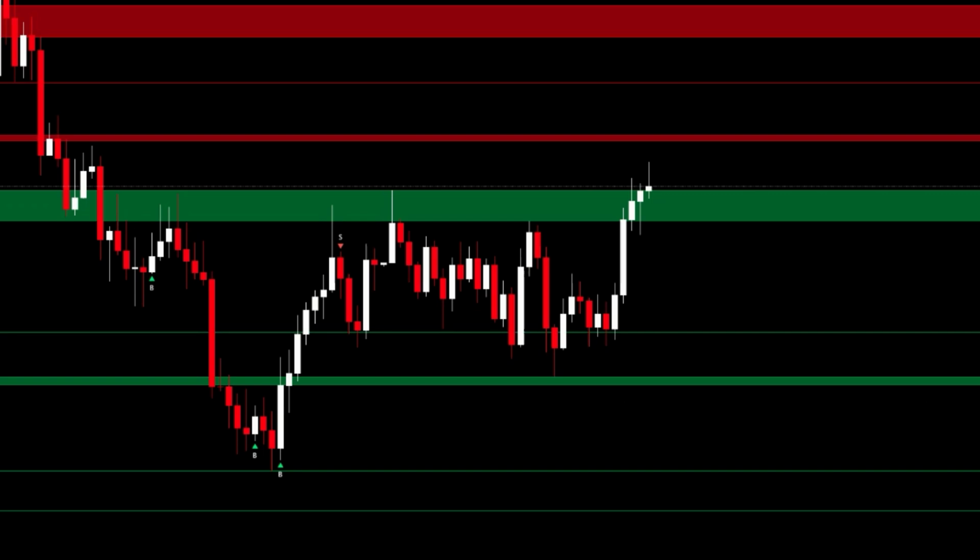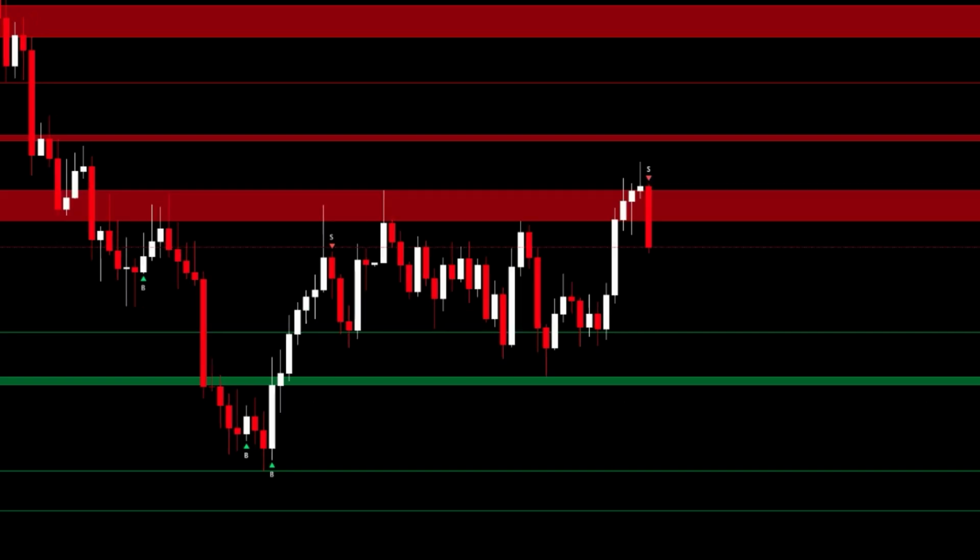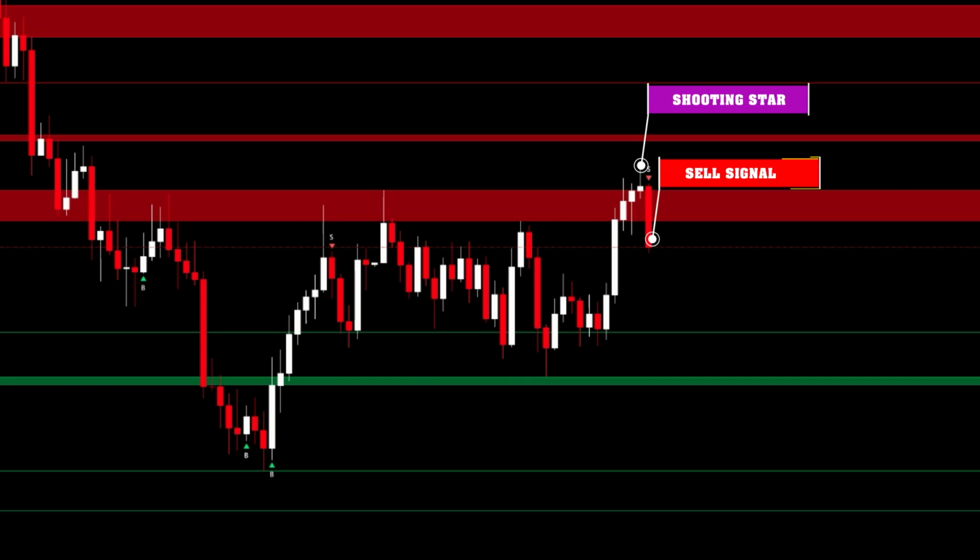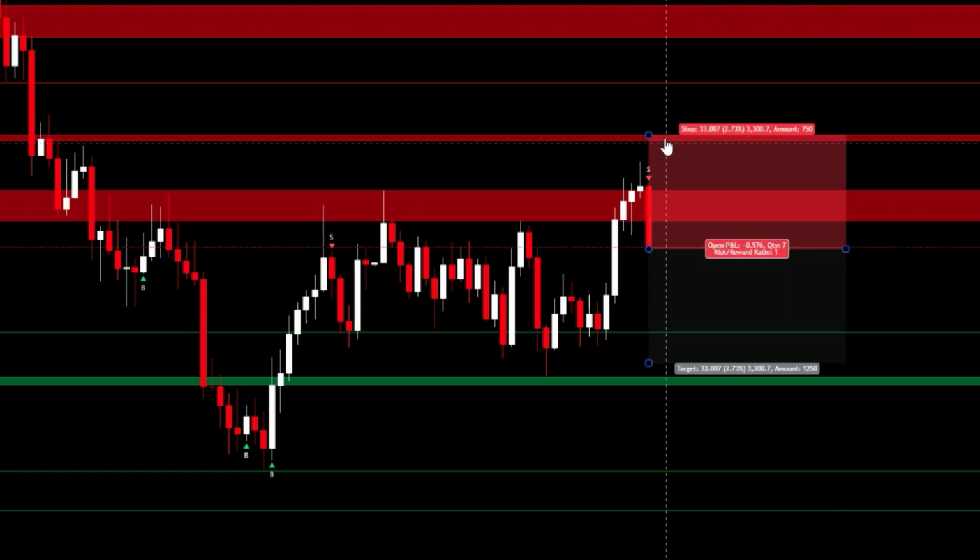Notice that at this point, the big players in the market are looking for liquidity above the resistance level, so they push the price higher to gather the necessary liquidity for a downward move. As you can see, a shooting star candle has formed, followed by a bearish candle closure. A sell signal has been generated. Now we can open a short position.